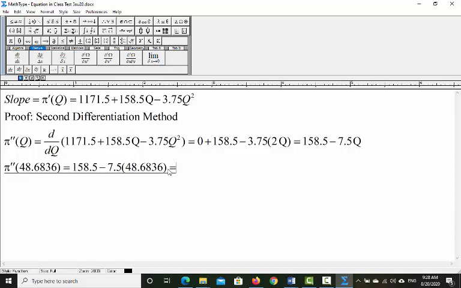Minus 7.5 multiplied by 48.6836. Obviously it will be minus. So minus 206.627. So that means what we get, the shape of the curve is concave down.